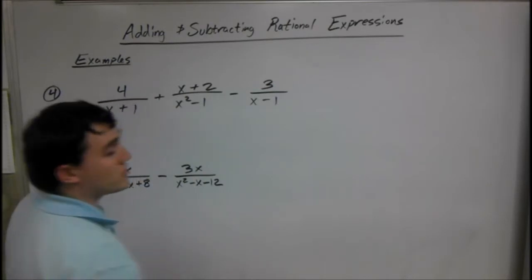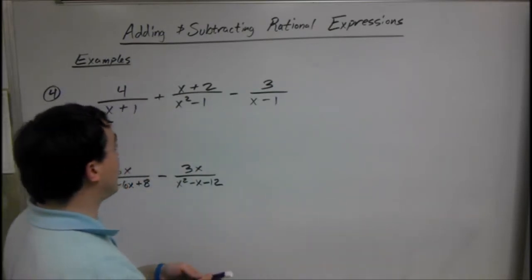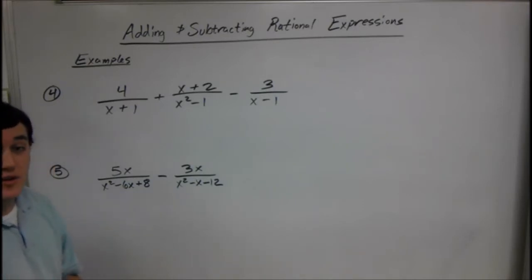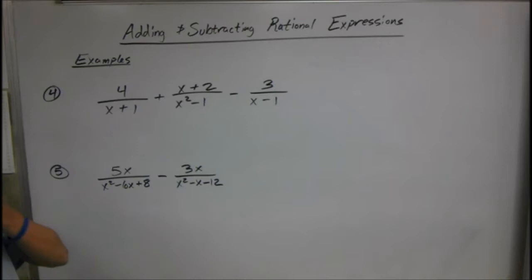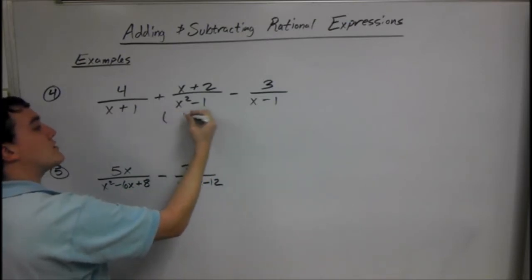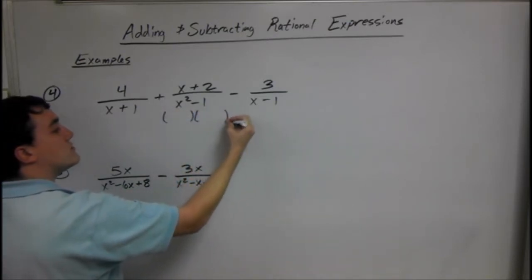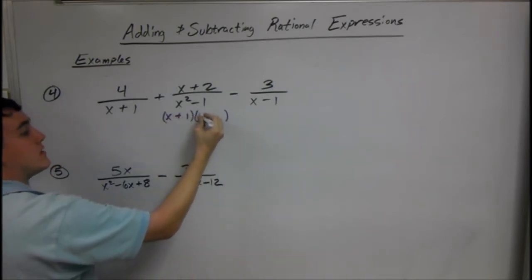Alright, and two more examples. So remember, the first thing we want to do is factor everything we can and then find our common denominator. So here, for our first one, we have 4 over x plus 1 plus x plus 2 over x squared minus 1, which is factorable, and minus 3 over x minus 1. So we know we can factor this. Difference of squares. Square root of 1 is 1, so we get x plus 1, x minus 1.